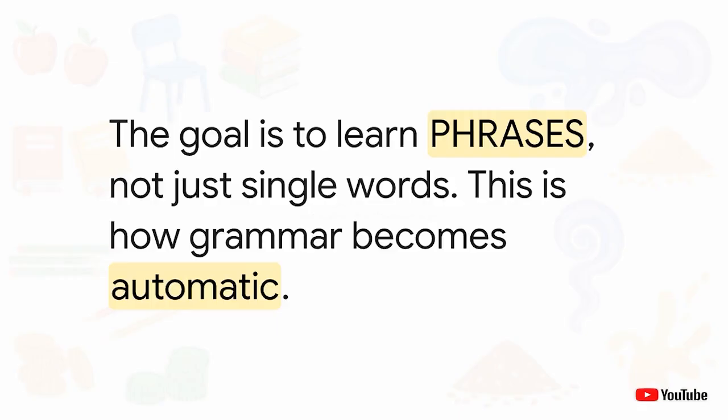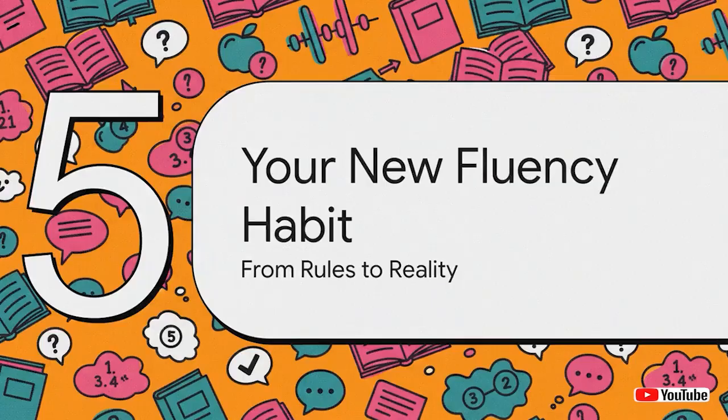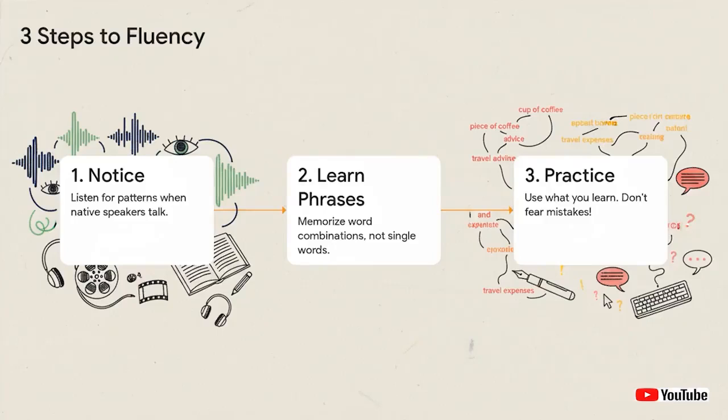Your brain just knows the whole phrase, and the grammar just comes along for the ride. It becomes totally automatic. So what's the big takeaway here? How do you actually turn all of this information into a real, lasting habit that's going to improve your English every single day? Here's your plan. It's simple, but it's so powerful. First, just start noticing. When you're watching a movie or listening to a song, pay attention to these patterns.